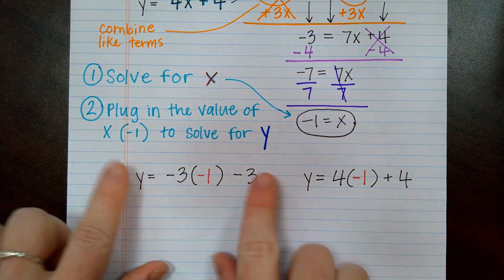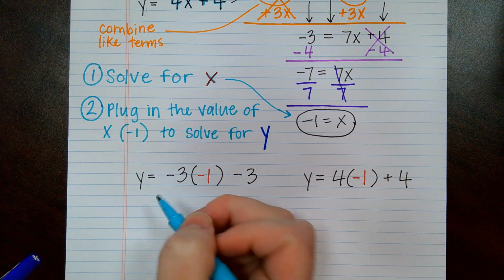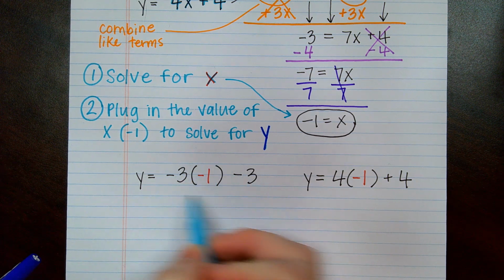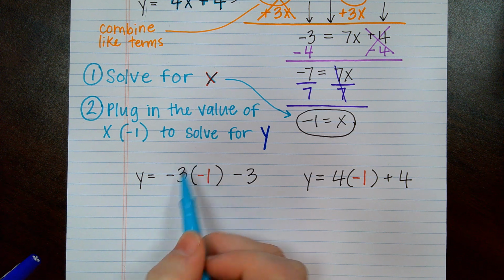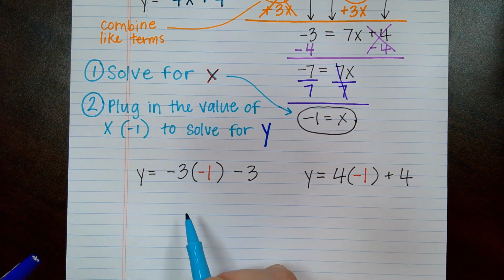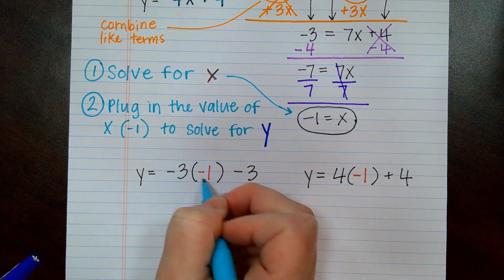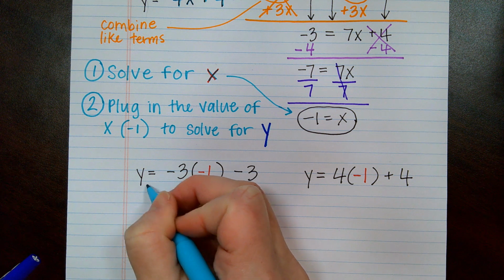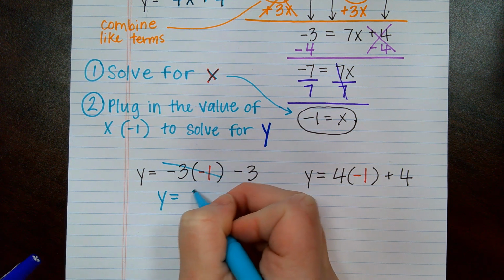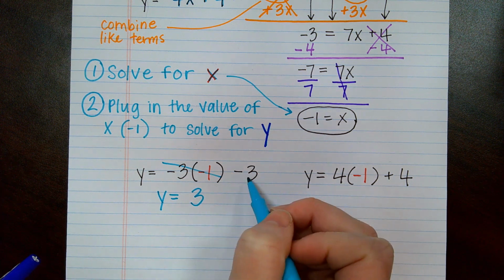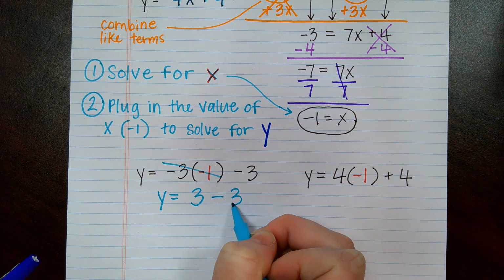Okay, so let's start with the first one here. y equals negative 3 times negative 1 minus 3. So what do we do first here? Let's multiply it out. What's negative 3 times negative 1? Positive 3. So now I've got y equals, I used this, so I'm going to cross it off. And I know that it's positive 3. And we need to bring the rest of the equation down. We still have minus 3.